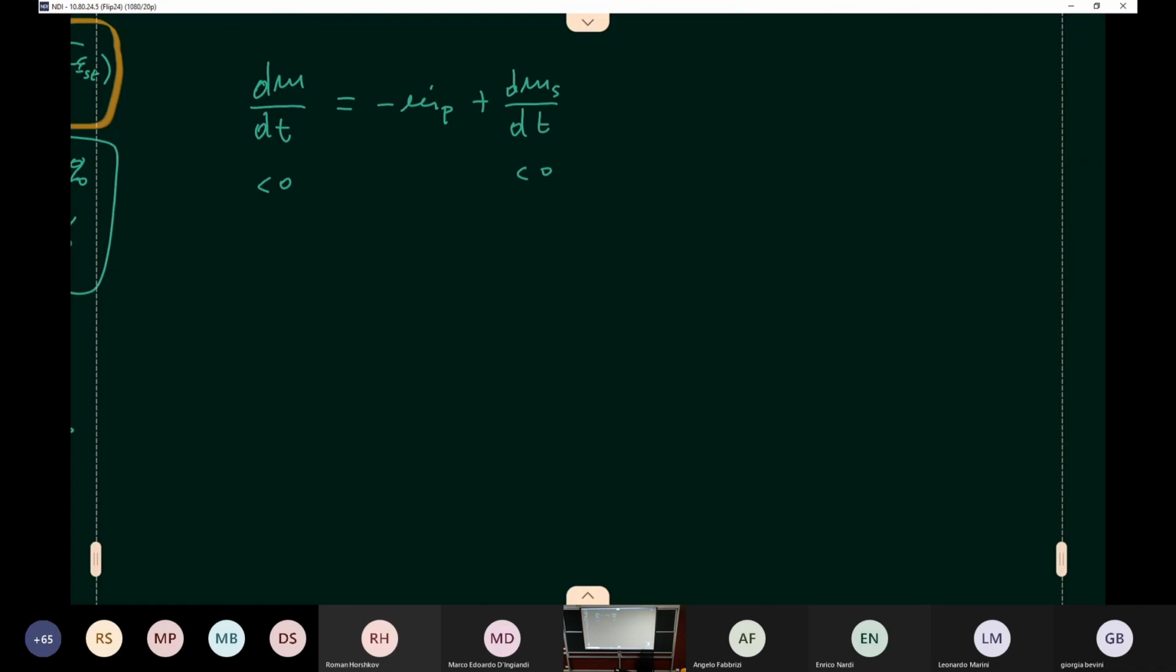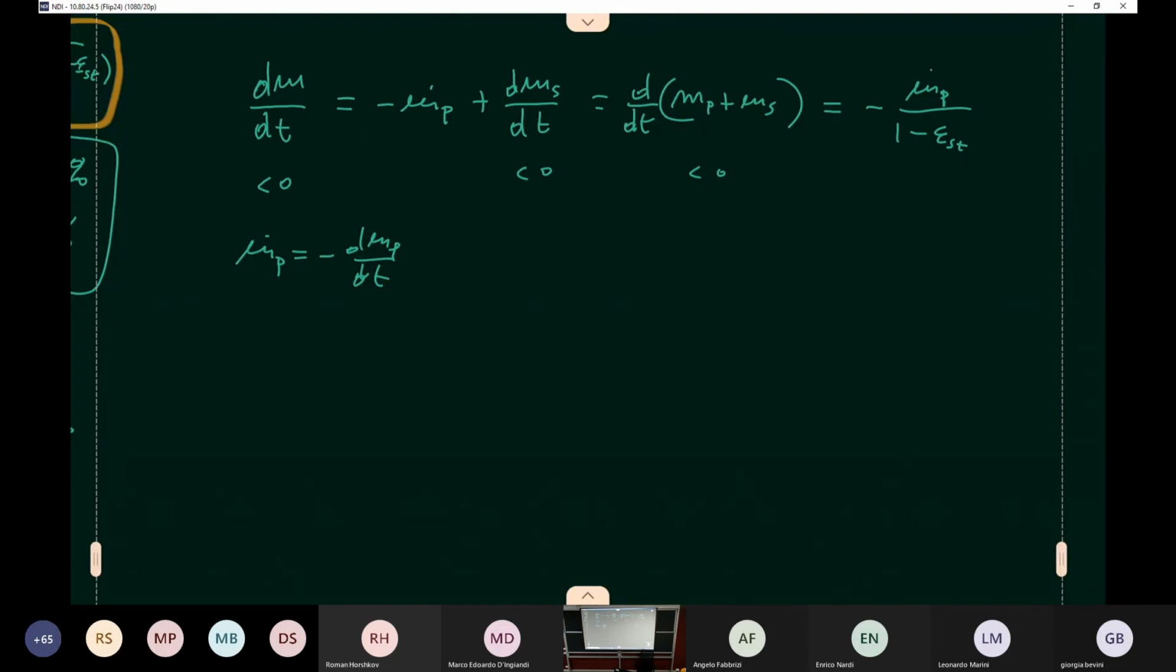Or we can write this also as d/dt (mp + ms), and this is also a term less than 0, so that we know that ṁp is minus dmp/dt, and this in turn can be expressed through the epsilon as minus ṁp over 1 minus epsilon.